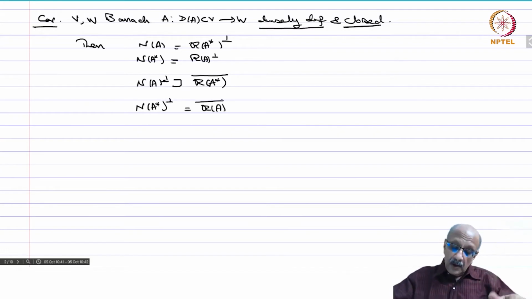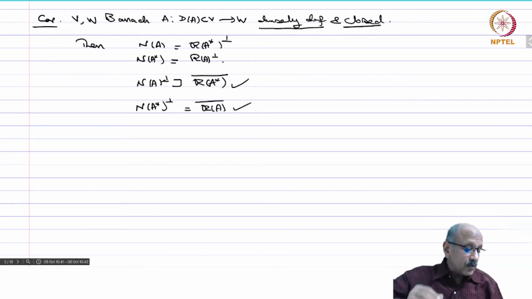So the last two relationships: if you take N of A perp, that will be range of A star perp perp, that's in the dual space, so that should contain the range of A star closure. Then N of A star perp is range of A perp perp, and this is in the base space, and therefore it will be range of A closure. So these two conditions follow from the first two, so we only have to prove the first one. Okay, so proof.